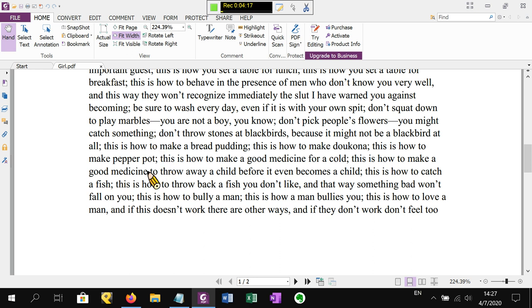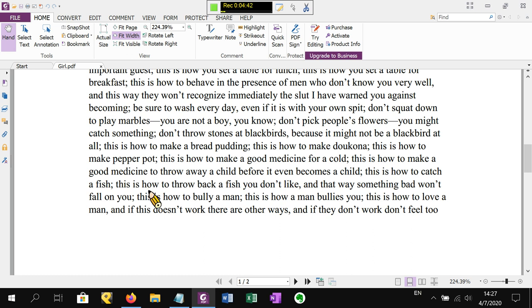Some of you thought this one, how to make good medicine to throw away a child before it even becomes a child, is funny. I'm not quite sure why. By the way, this is referring to abortion, if you don't know. It probably sounds funny because it uses simple words, because the society at the time didn't have the word abortion, but that's basically what it means.